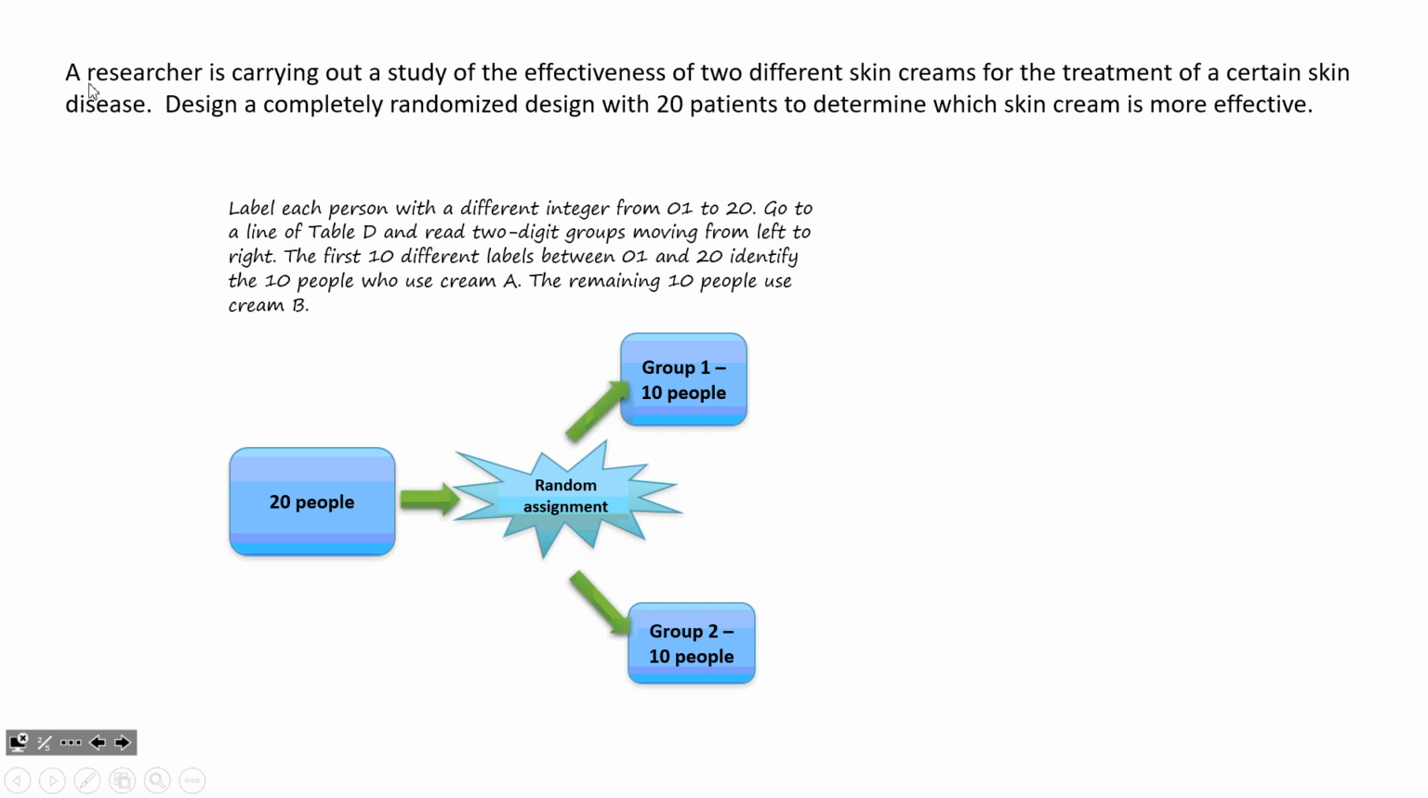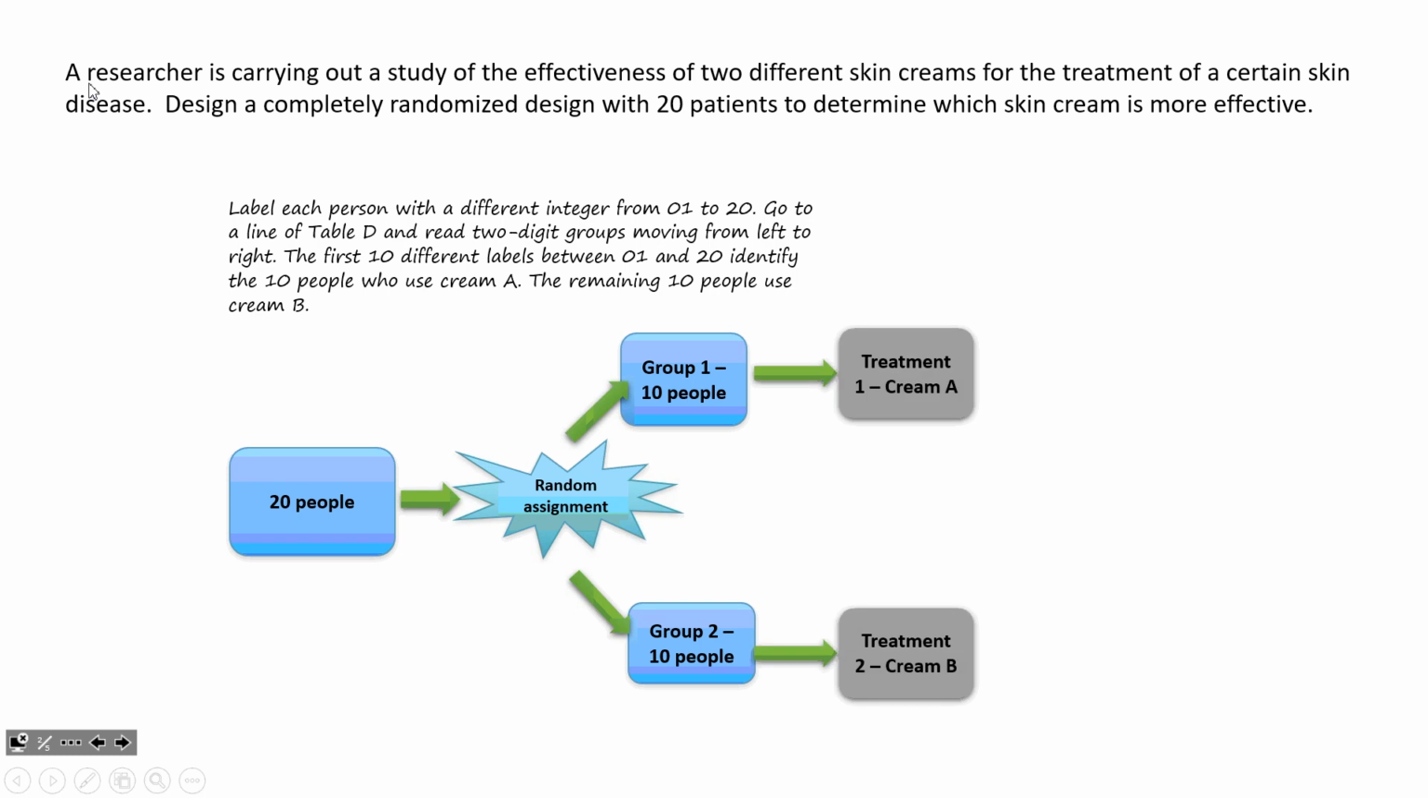And just like before, I would talk about how I would randomly allocate them. And then I would give cream A to group 1 and cream B to group 2, and then I would just compare the effectiveness of the cream. Right? So this is a completely randomized design.